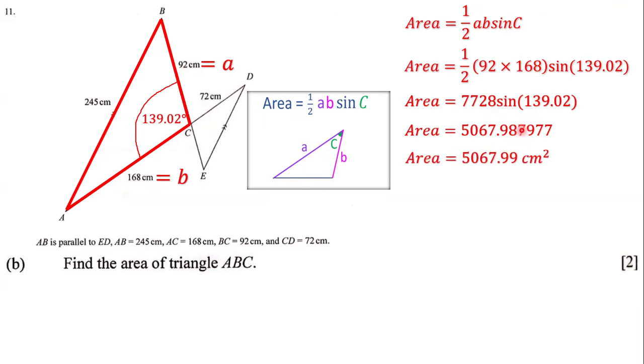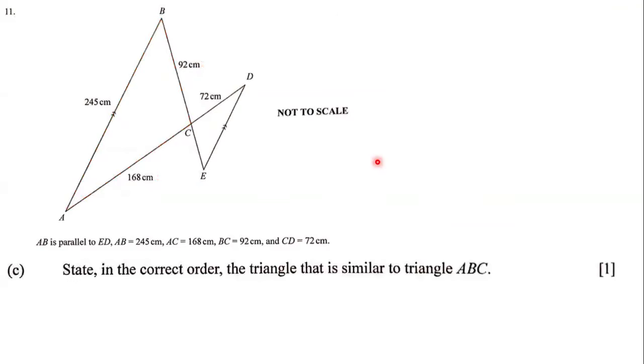Next, we look at this particular number. This is 7. It's greater than 5, so we round up. That means we add 1 to 8, and that's 9. So it's 5,067.99 centimeters squared. That's the area of this triangle, to two decimal places.